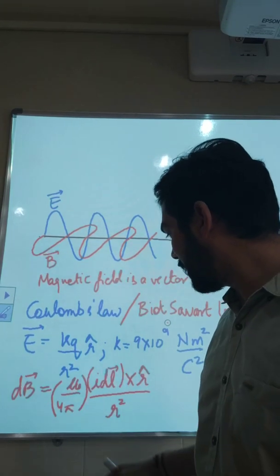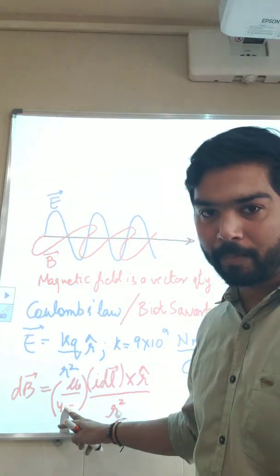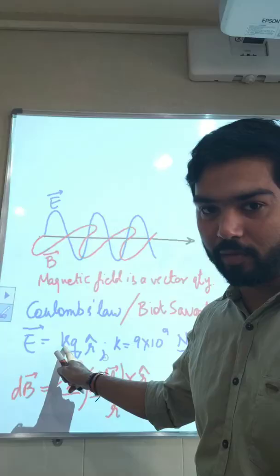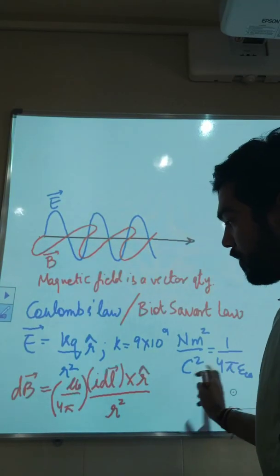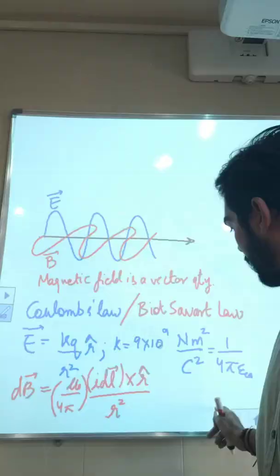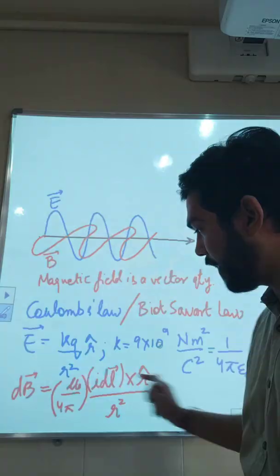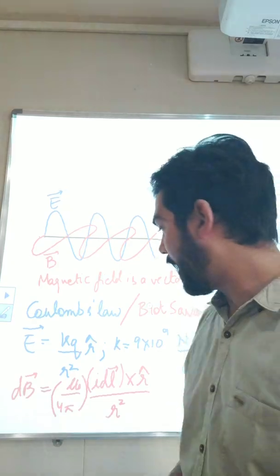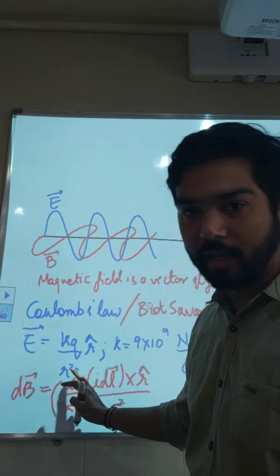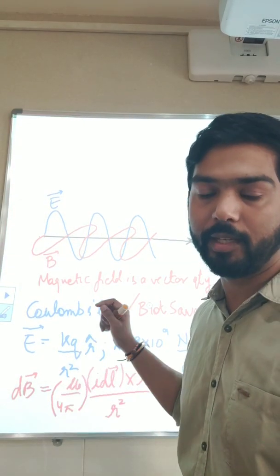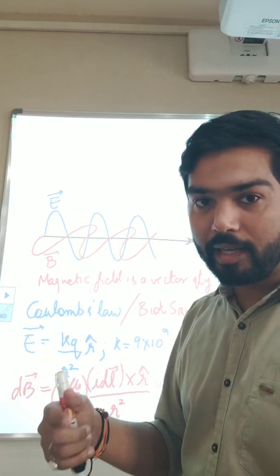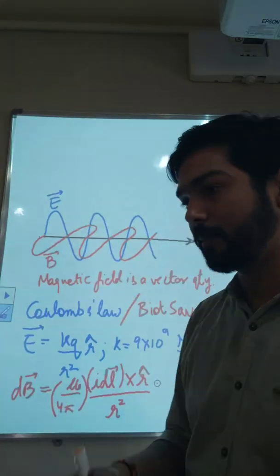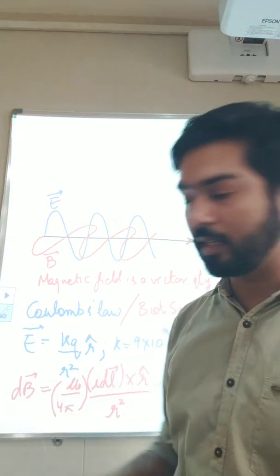So you see that there is a mu naught upon 4 pi over here. This is very similar to the k over here, alright? k used to be 1 upon 4 pi epsilon naught. So there is a 1 upon 4 pi for both. Instead of an epsilon naught in the denominator, we have a mu naught in the numerator, right? And we have a similar inverse square relationship for distance. So magnetic field also decreases as the distance increases.